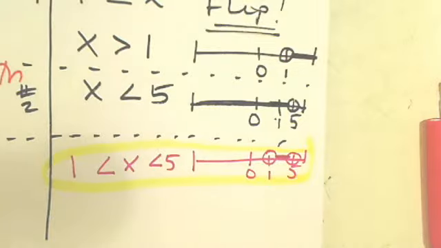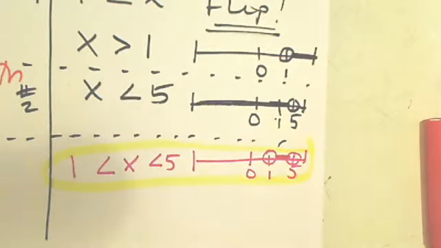It makes sense. 1 is less than x is less than 5. All the numbers that are less than 5 but more than 1: 2, 3, 4, all the way up to 4.9, all the way down to 1.1. This is called an and statement. You're combining them together. Or goes opposite.